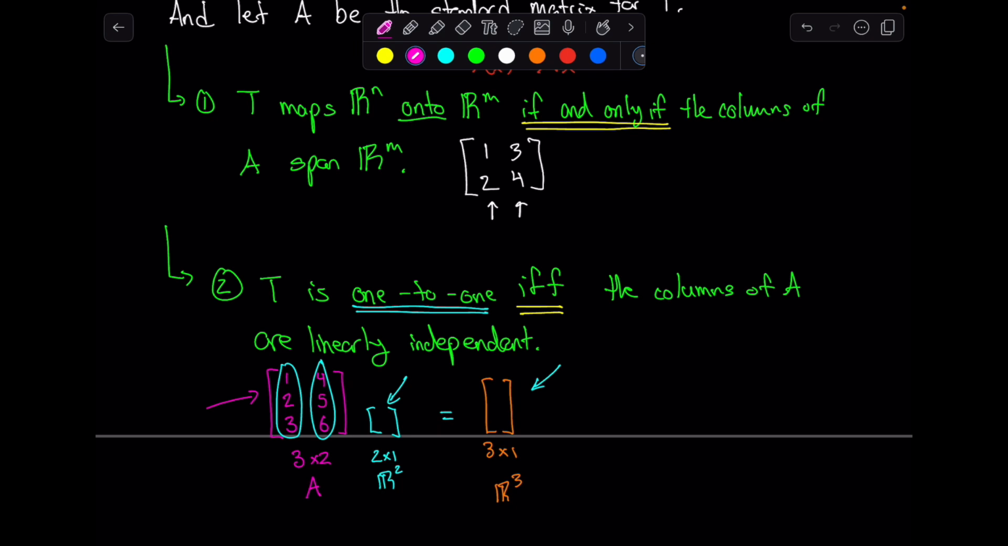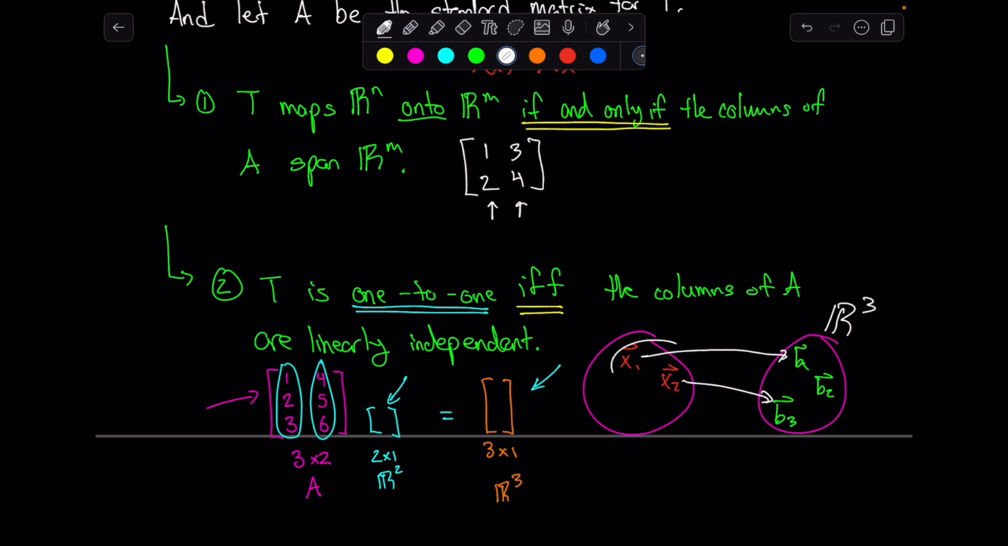So we don't get that, but we do get one-to-one because, pictorially, there are some x1 vectors here, x2 vectors that are in our domain, etc. And there are some b1 vectors here, some b2 vectors here, and some b3 vectors here. Even though we're not able to cover all of the vectors in R3, there's too many of them. These vectors can only span so many of the ones in R3, but this is still a one-to-one relationship.